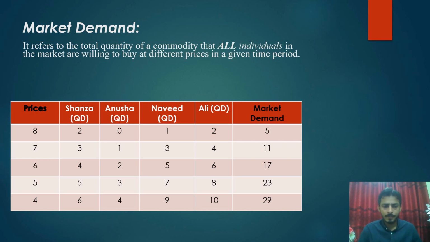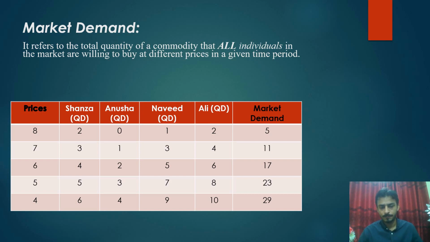If we take the prices and Shanza's quantity demanded, or Anusha's, or Naveed's, or Ali's individually, that will be individual demand. But when we add all these demands together, we get the market demand. For example, 2 plus 1 is 3, plus 2, it's 5. It's market demand now, right? Because at price 8, Shanza, Anusha, Naveed and Ali are purchasing these different quantities of the product. So this is how we calculate the market demand or aggregate demand, right? When the price decreased to 7, Shanza increased from 2 to 3.